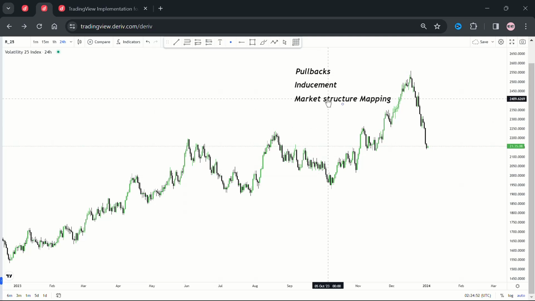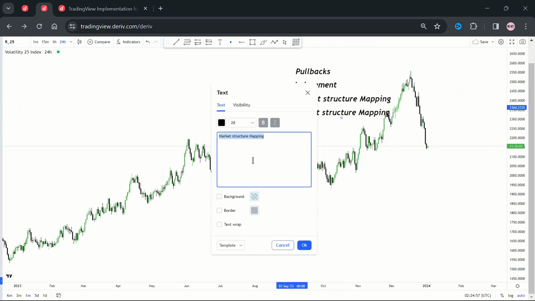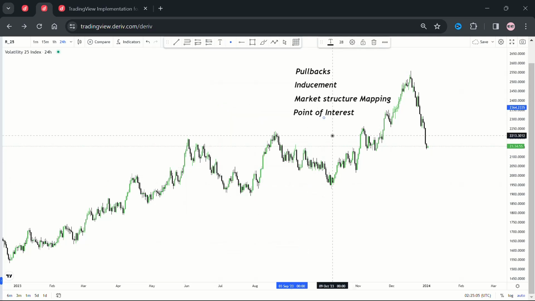So after market structure, then you can do point of interest. This is where you do order blocks, fair value gaps, order flow. This one is very straightforward. Point of interest is just an area where you are trying to take a trade. As the name suggests, you are interested in this point because it's an area that looks like a potential trade entry can happen.